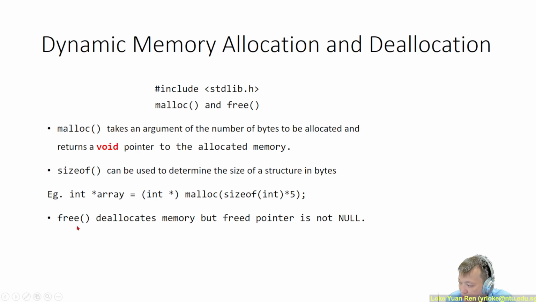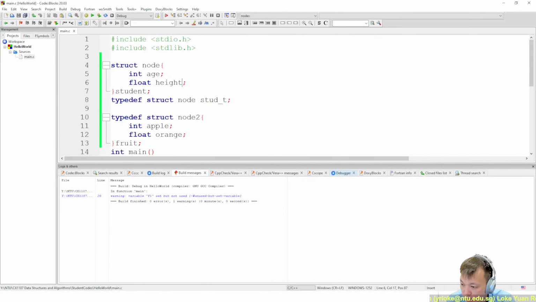And the free function does the reverse. It frees the memory, deallocating it. Take note that the returned pointer is not null; it just frees that memory allocation. Okay, how they work again, the easiest way. And these 2 functions are in stdlib.h. So to do this, I have to include this library. That's the first step.